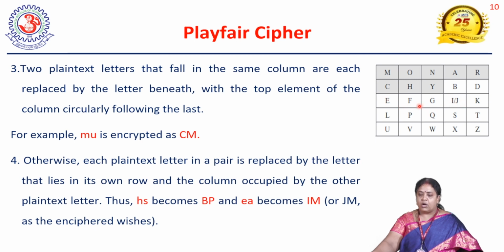So he can opt for I, because I and J lie in the same cell. We can go for I or we can go for J. So E is substituted by I, A is substituted by M. That is what is said. EA becomes IM or JM. That becomes the encrypted message. Clear? That we call the Playfair substitution technique.